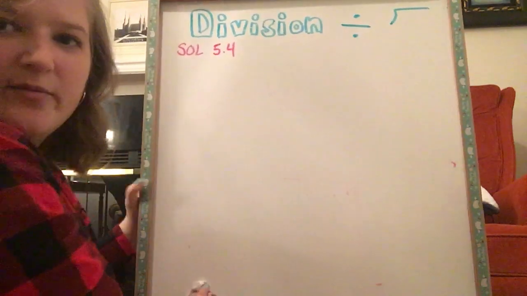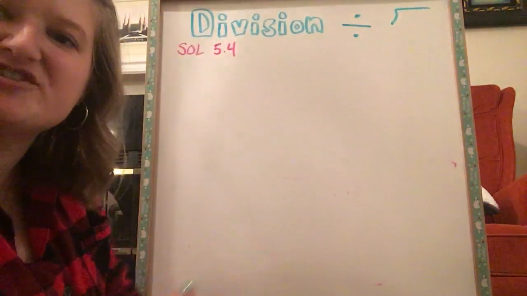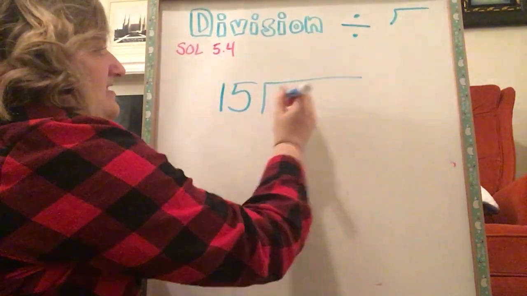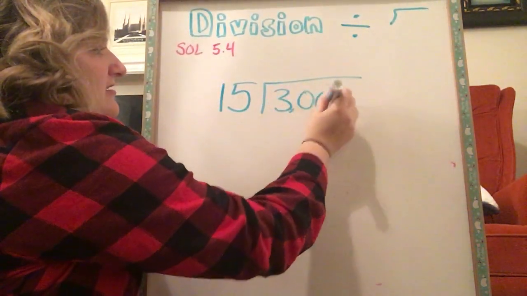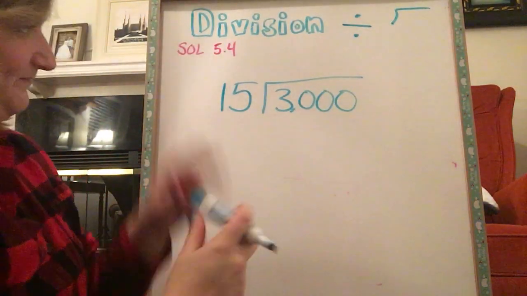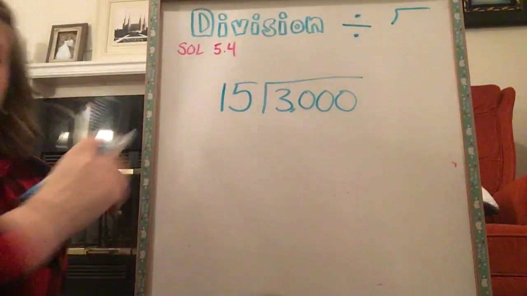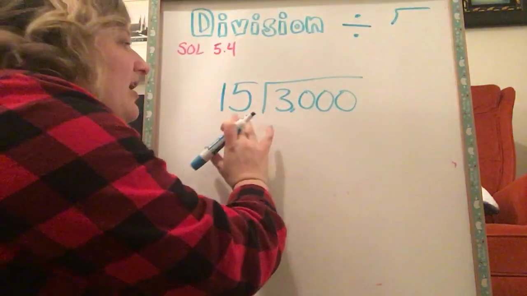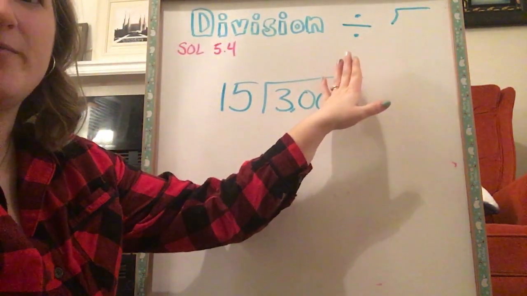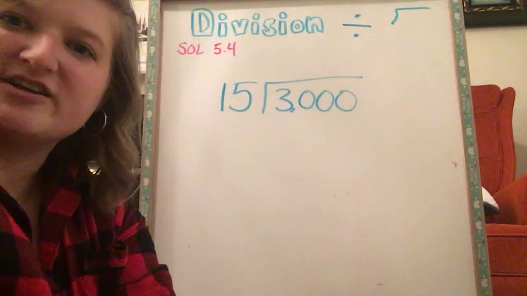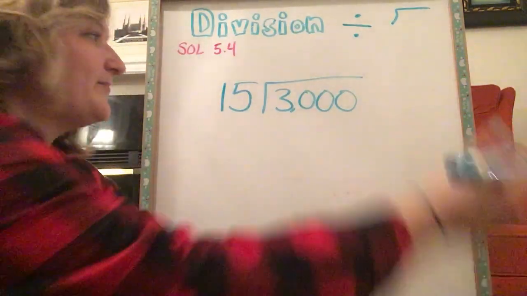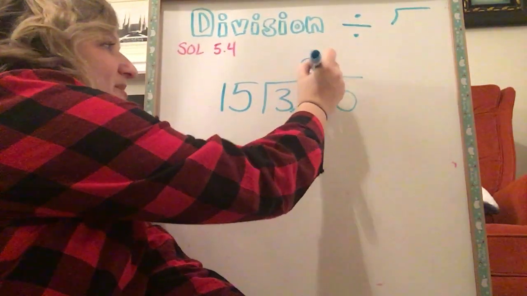I'm going to go ahead and rewrite the problem since it was a little messy. I'm going to switch colors just for fun. 3,000 divided by 15. All right, so here we go with the standard way. So 15, I want to put 15. I can't do it into 3, so I uncover the next digit, 30. If you're thinking about a clock, 15 can go into 30 two times. That means 15 times 2 equals 30. So let's put our 2 up here.